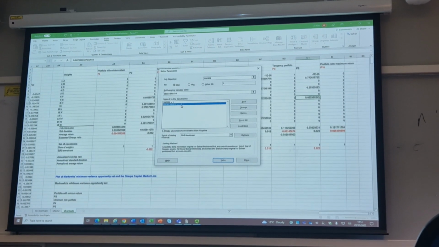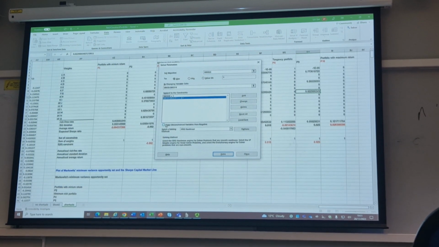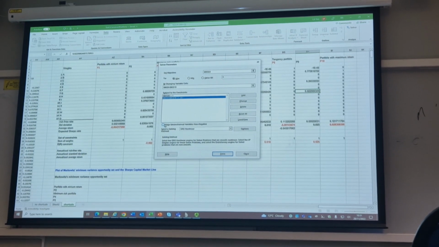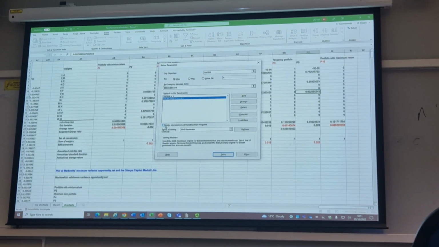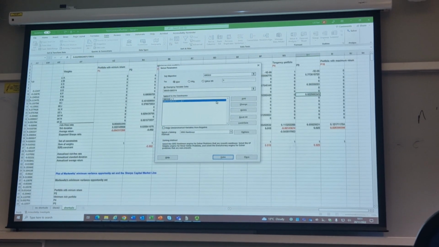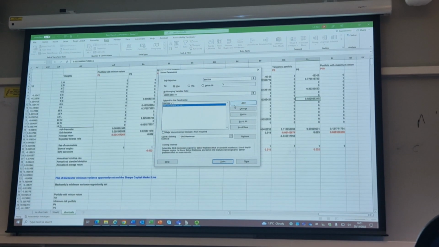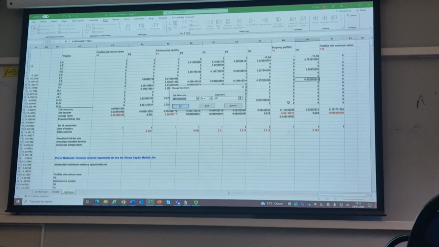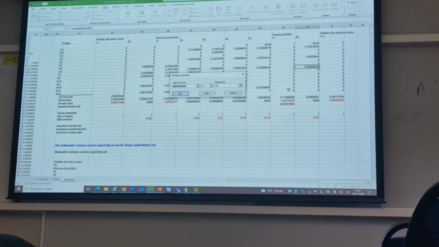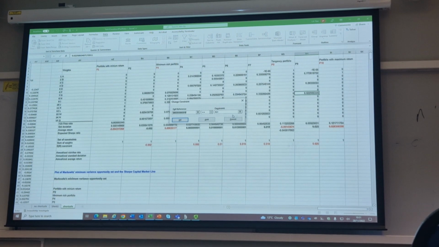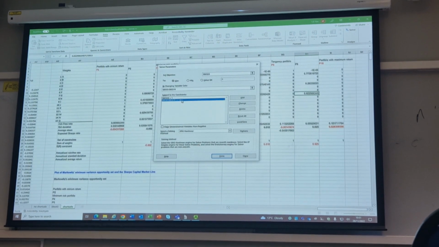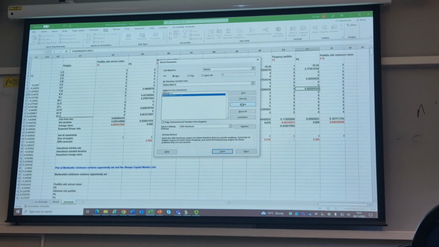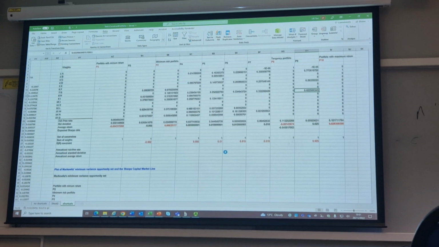Another constraint: I untick the box here, make unconstrained variables non-negative. I untick it, which means the weights of the stocks could be negative. But I also need to set the minimum weight of these stocks. What I set here is that the weight of these stocks is greater than minus 0.1. If I don't set that, we can see what the value is. I can delete that constraint, and then let's take a look.